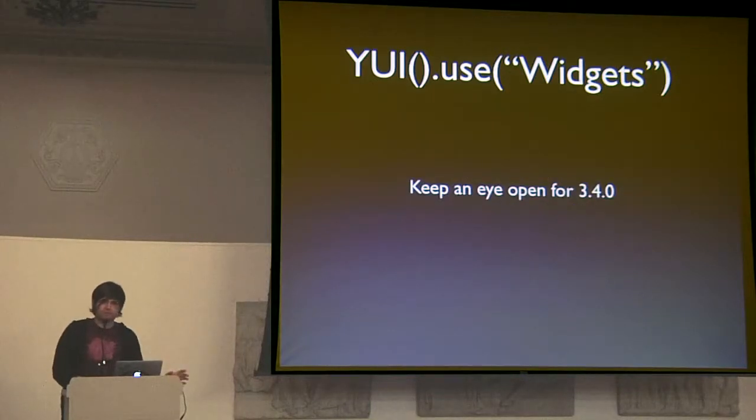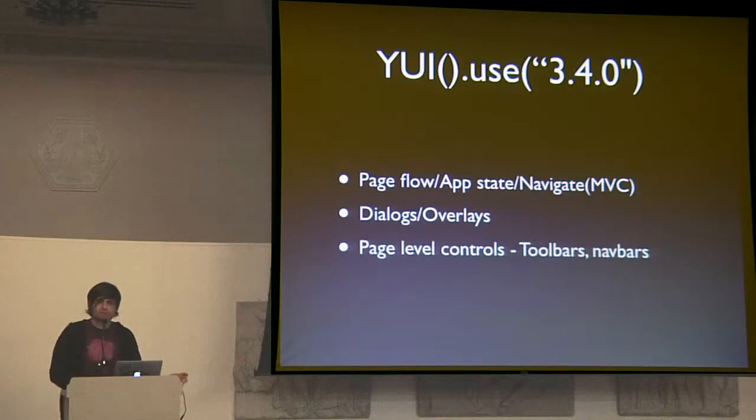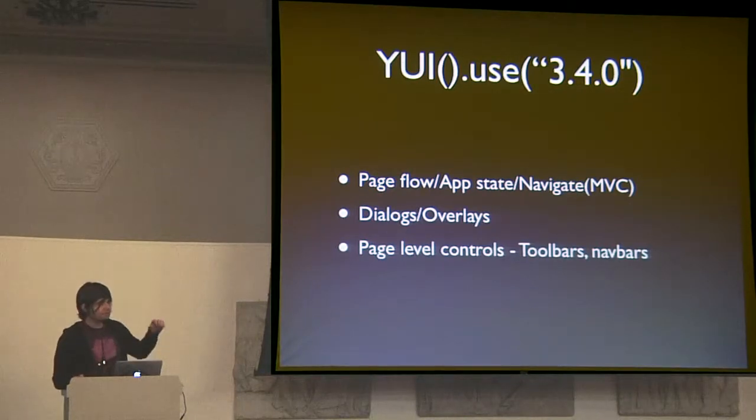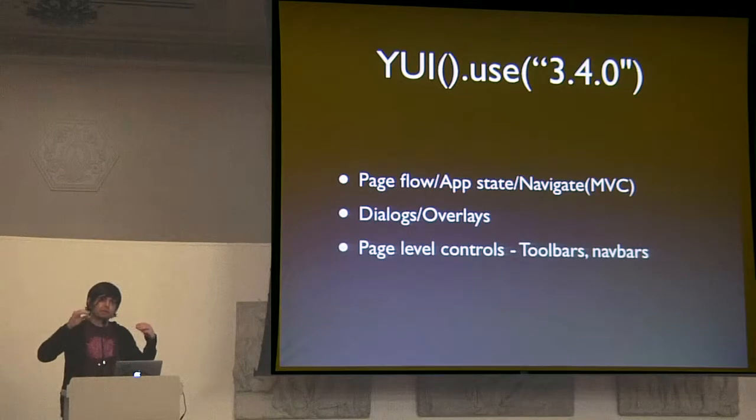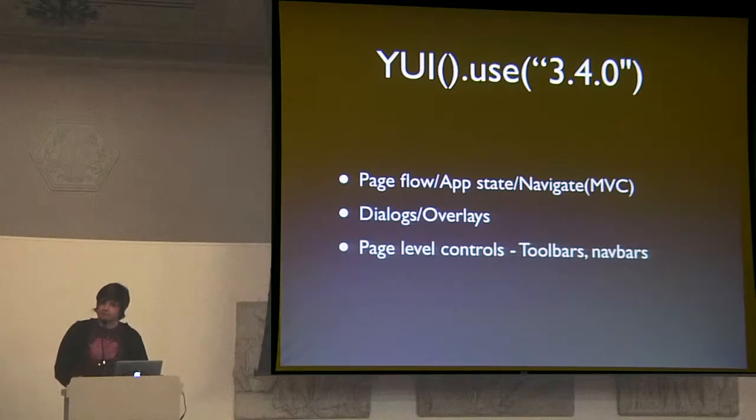So keep an eye out for 3.4, because we're going to bring a lot of stuff for mobile. We're going to be bringing a lot of the navigation controls that you saw that we had to do natively. We can probably, after 3.4, do it just using YUI as well. We're going to bring widgets, dialogues and overlays and things like that.